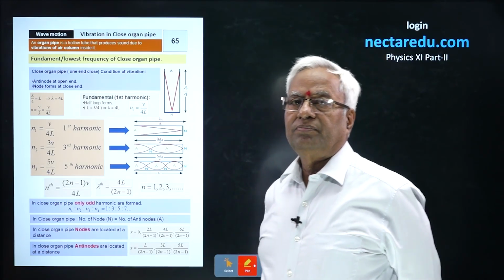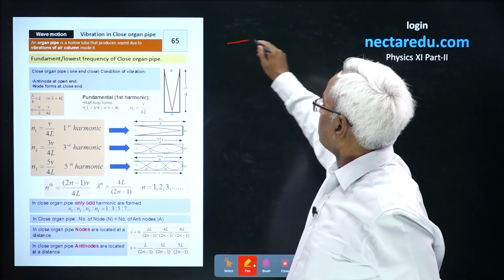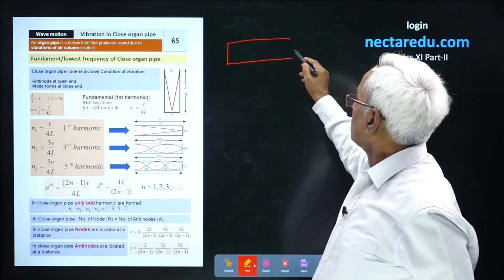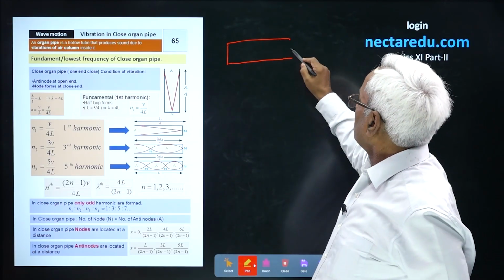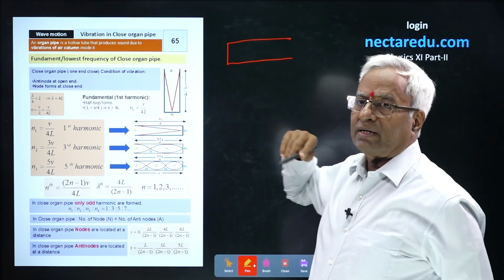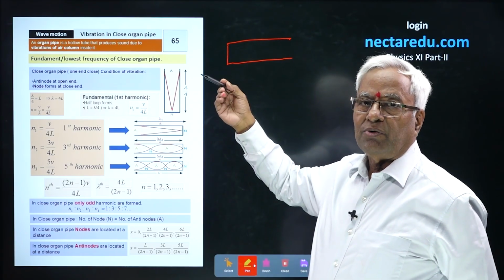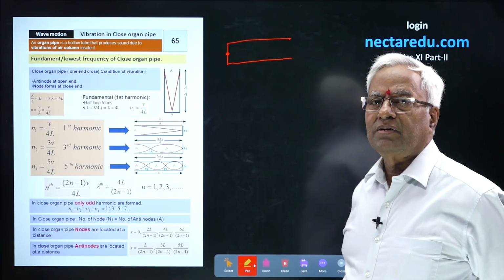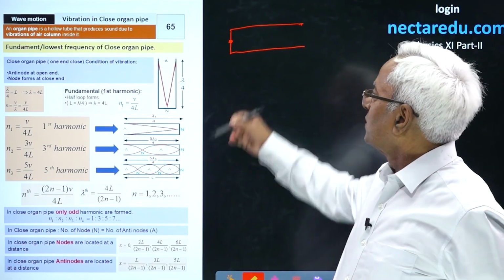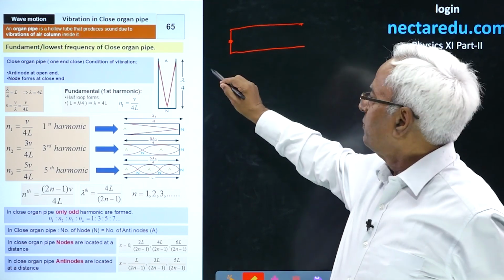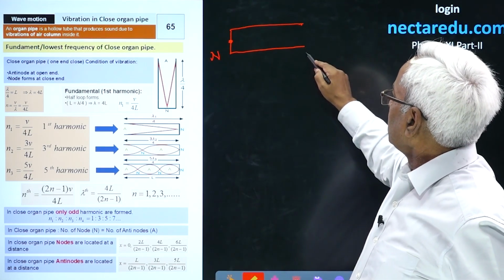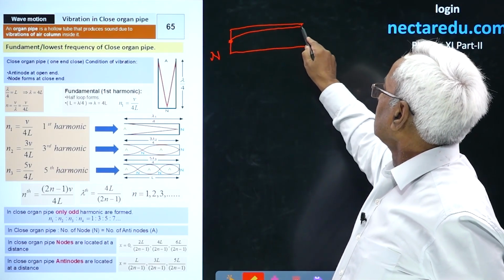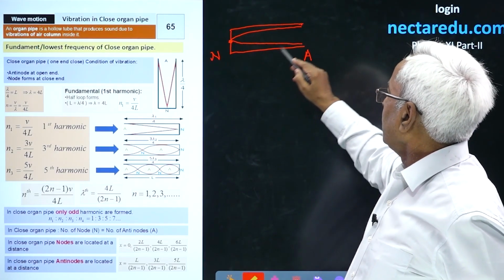Closed organ pipe. When one end of the organ pipe is closed and one end open, then only we call it closed organ pipe. You see, the open end is always free for maximum displacement. Obviously, antinodes will be formed, and the closed end doesn't have that liberty of vibration, so a node is a must at the closed end. One node and one antinode, this is the minimum possibility, and that way you find the whole thing between one node and antinode.